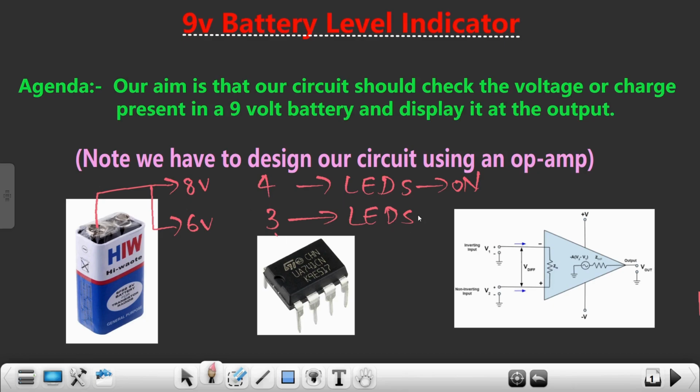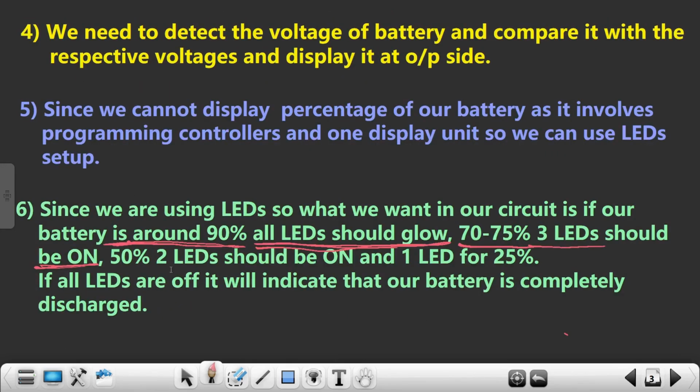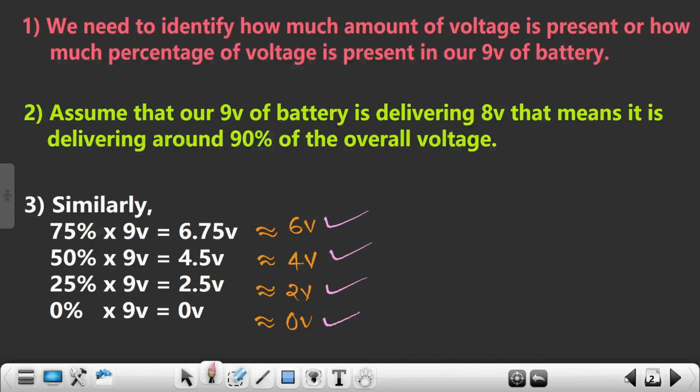I only require 3 LEDs to show that my battery is delivering 6 volts at the output side, right? So that means it is around 70%. Similarly, if my battery is delivering around 4 volts, what does that mean? That means my battery is 50% charged, or basically it is discharged by 50%. This is what I can say in other words, right?